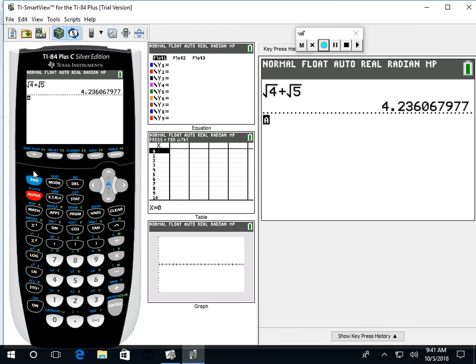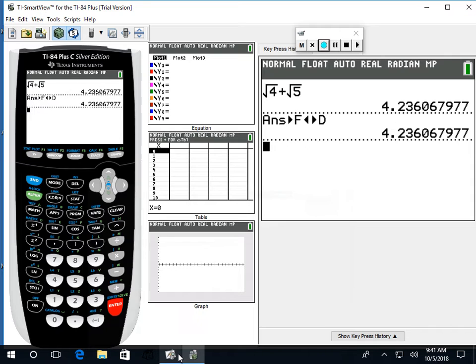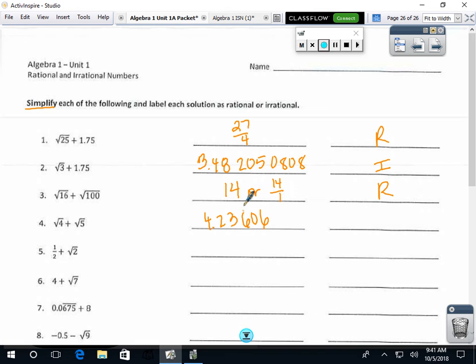Okay, I do alpha y equals number 4, and it still spits back out that 4.23606, and then 7977. So since it would not become a fraction, that is considered irrational.